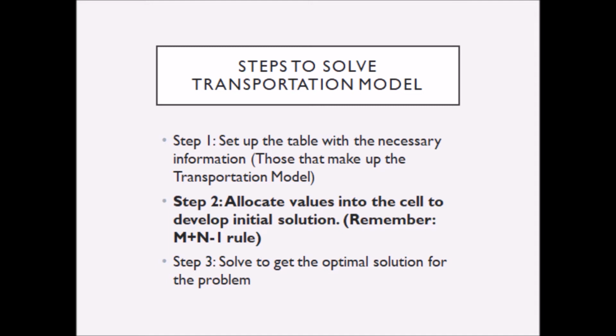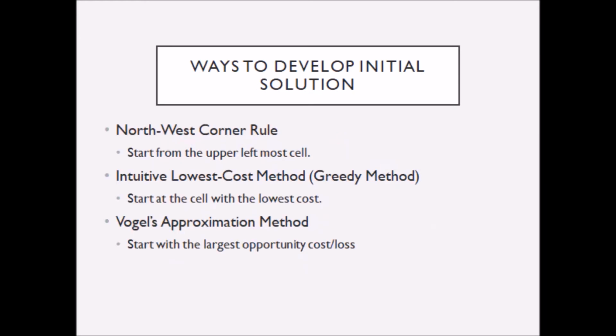And don't forget the m plus n minus 1 rule. So here's how it's going to happen. But before that, let us now discuss the 3 ways to develop the initial solution, which include the northwest corner rule, which starts from the upper leftmost cell, the intuitive lowest cost method or the greedy method, which starts at the cell with the lowest cost, and the Vogel's Approximation Method, which starts with the largest opportunity cost or loss.